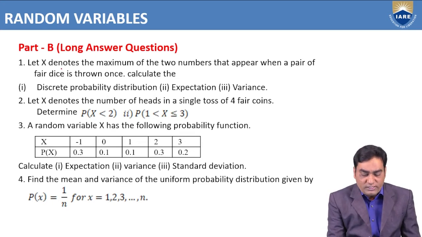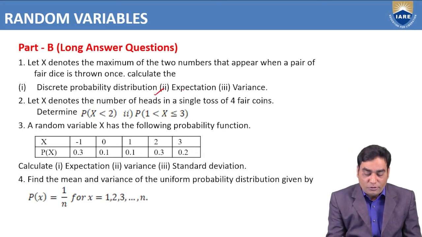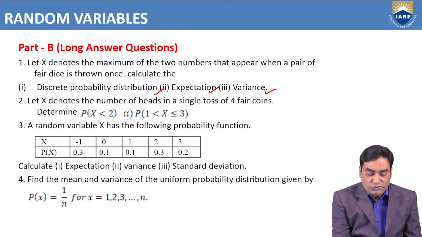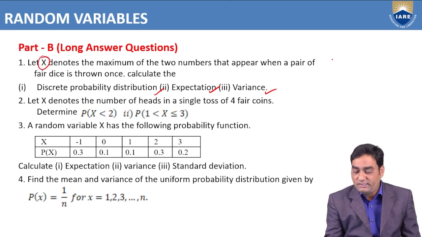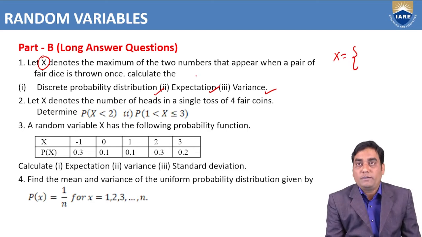See the first question. Let x denote the maximum of 2 numbers that appears when a pair of fair dice is thrown. Calculate the probability distribution, expectation, variance. So first we need to define what is x. X is defined as the maximum of 2 numbers when a pair of fair dice is thrown.